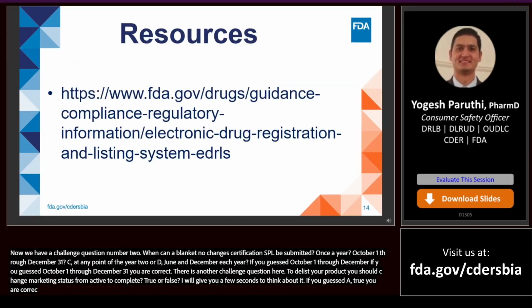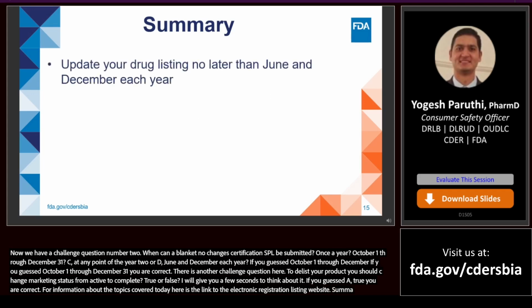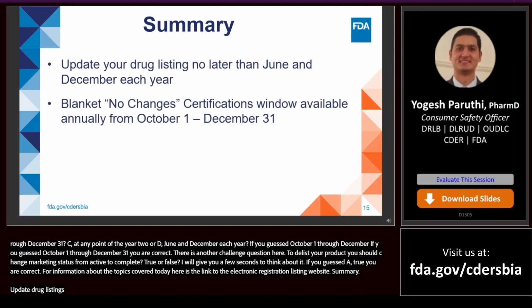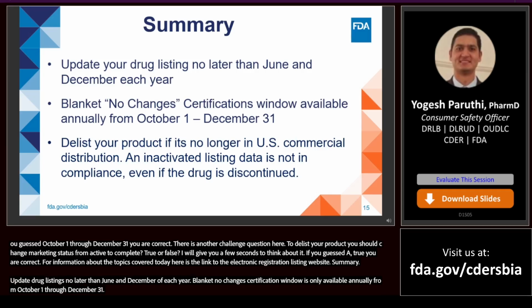For information about the topics covered today, here is the link to FDA's electronic drug registration and listing instruction website. Summary. Update your drug listing no later than June and December each year. Blanket no changes certification window is only available annually from October 1st through December 31st. Delist your product if it's no longer in U.S. commercial distribution, and inactivated listing data is not in compliance even if the drug is discontinued.